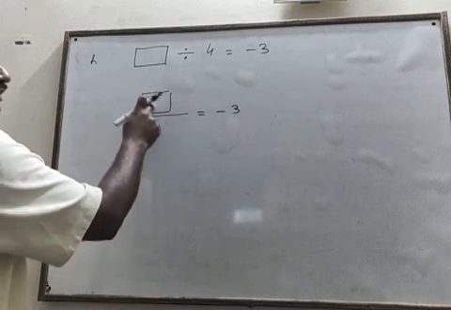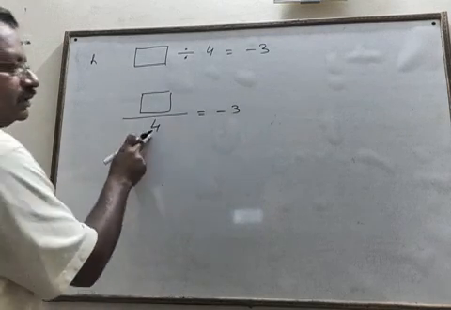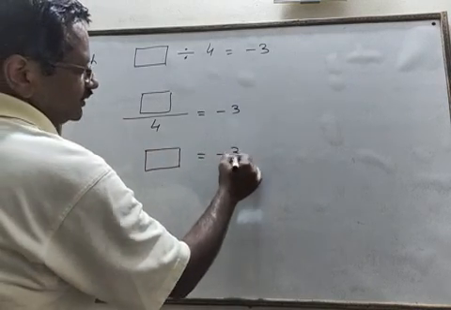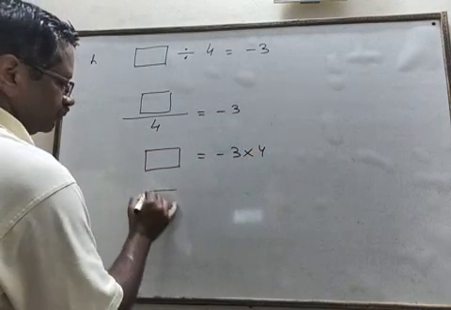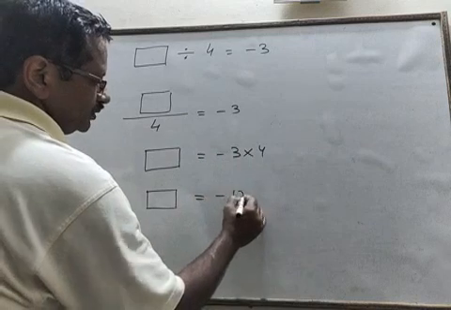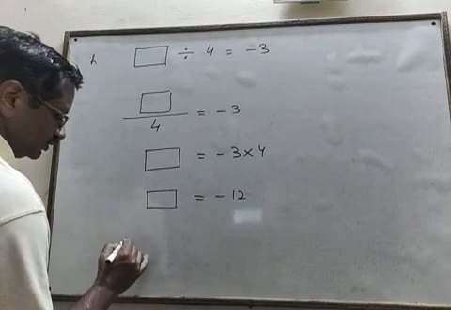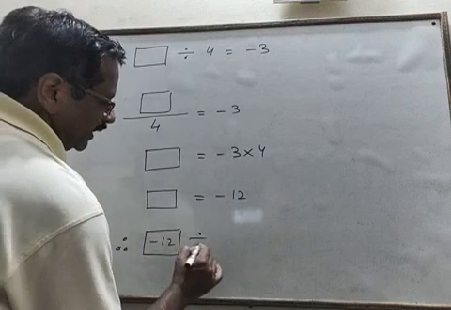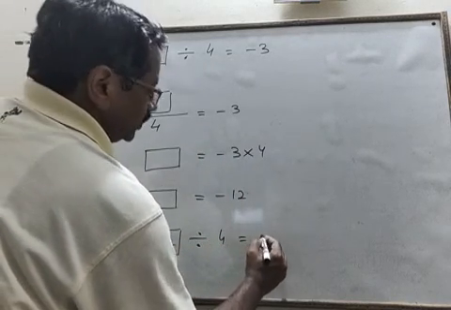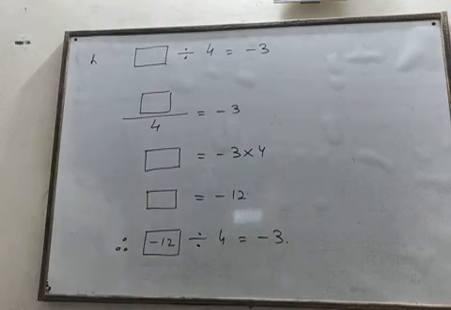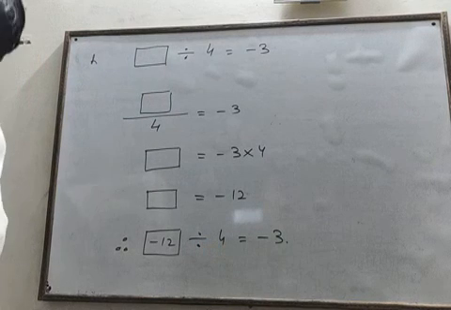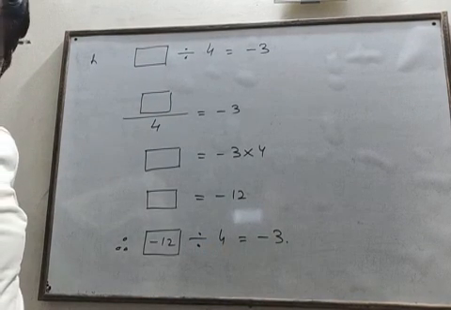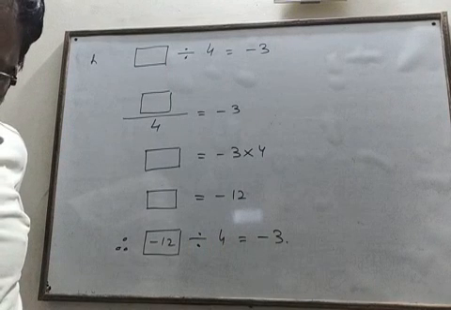So I need to find out the value of this box. I will keep the box here, shift this 4 to that side. Box will be equal to -3 into 4. Box is equal to -12. So therefore -12 divided by 4 equal to -3. So children must have the knowledge of this procedure also, even though they can do such type of question directly also.